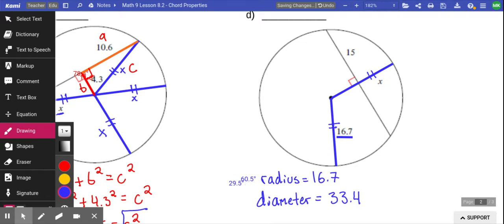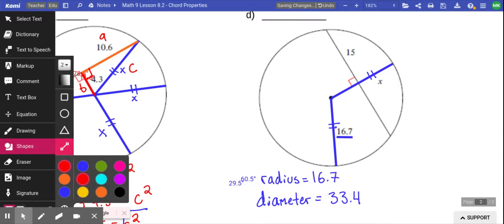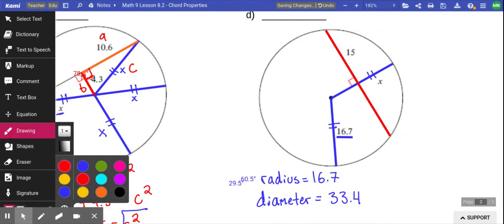Awesome. Looking around, I also have a chord. I have a chord that goes from this edge of the circle to this edge of the circle. And I notice this chord is being intersected at a 90 degree by a radius. Because that's happening, that means these two sides must be equal as well. So I could say that this side is 15. Awesome.